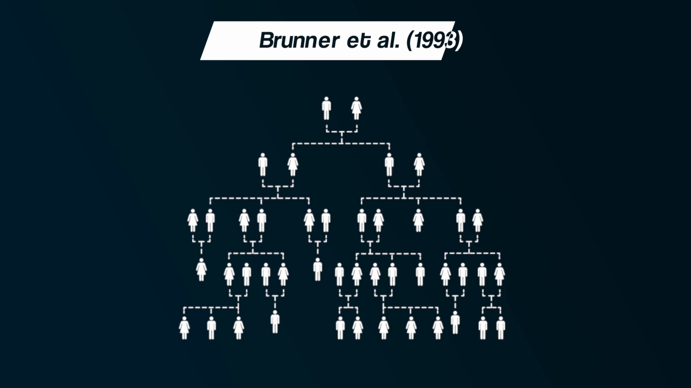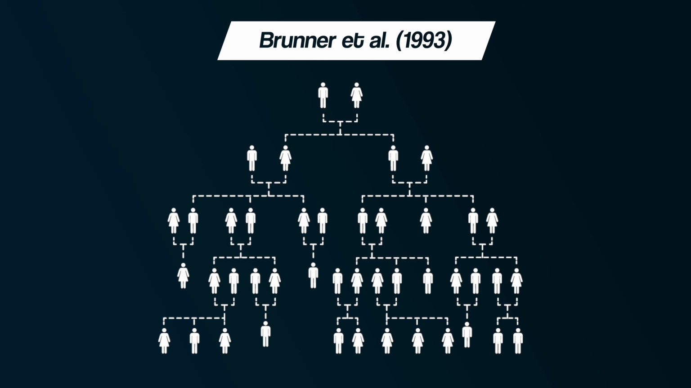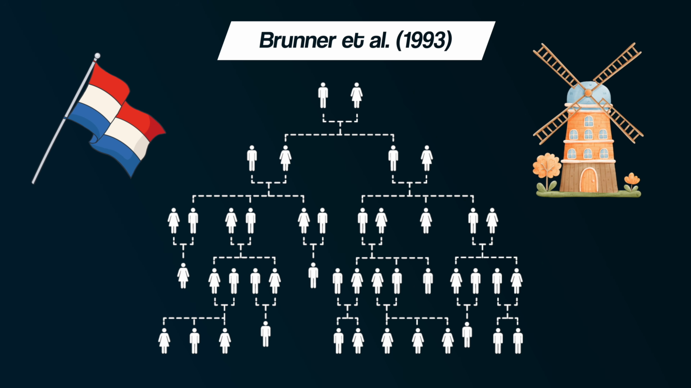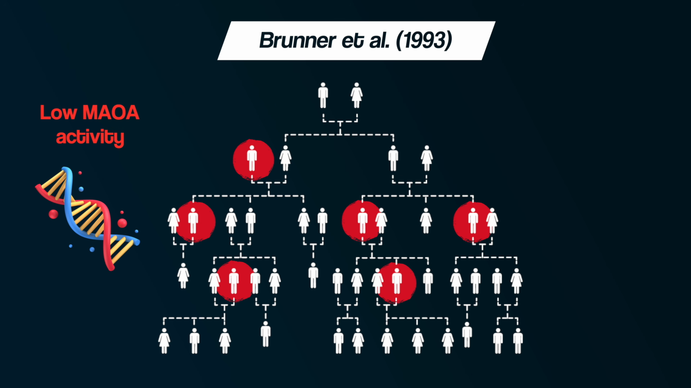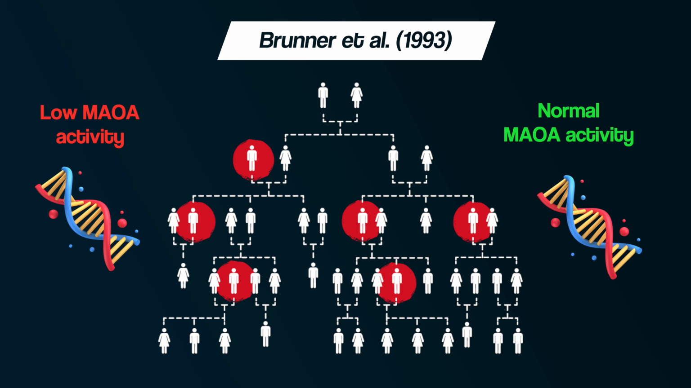In 1993, Brunner et al. studied a rather unusual Dutch family. It became apparent that many of the males in this family, across several generations, and who lived in different parts of the country, had repeatedly committed acts of violent criminal behaviour. When these family members were studied, it was found that each of these violent family members had low MAOA activity, whereas the males in the family who had not committed any violent criminal behaviours did not carry this mutated gene.